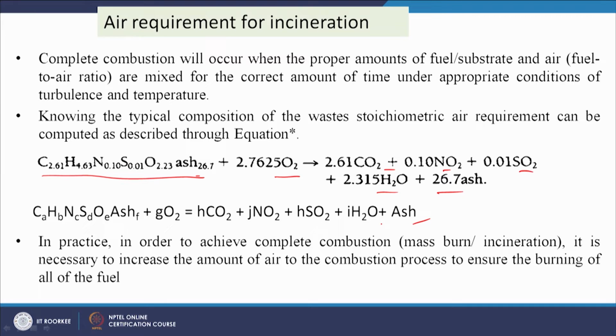Now, after the ultimate analysis of the feedstock or the waste material, the coefficients a, b, c, d, e and f can be determined knowing the ash content and its molecular mass. Then, considering these reactions and through mass balance, we can get the values of g, h, j, k, i etc. We will be able to get the values of the other coefficients.